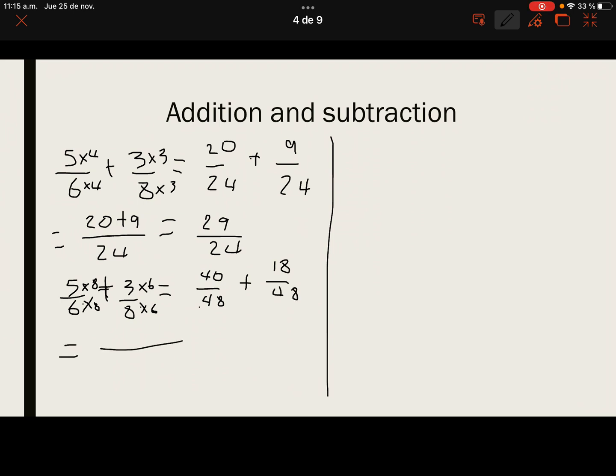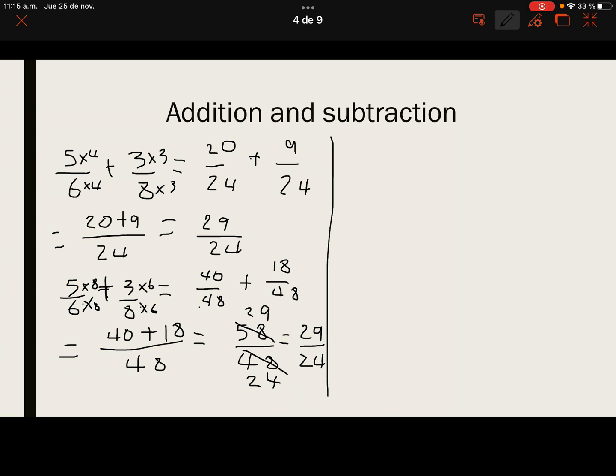Then, as usual, in like denominators, keep the same denominator and add the numerators at the top. 40 plus 18 is 58 over 48. Simplify if possible. In this case, it's possible. Half of 58 is 29, and half of 48 is 24. That means the final answer is 29 over 24. Two different ways to solve exactly the same exercise.